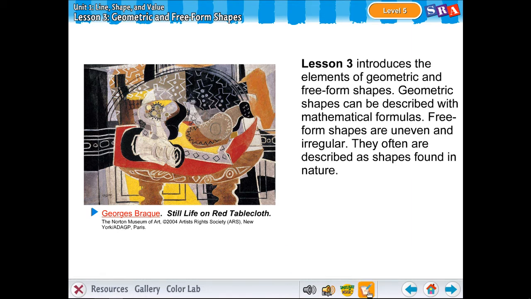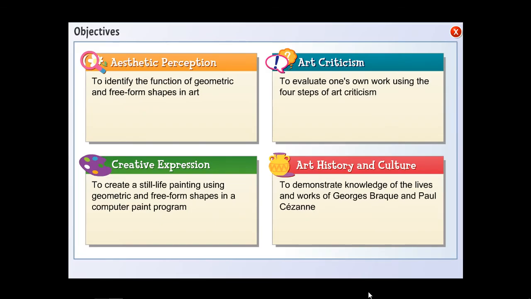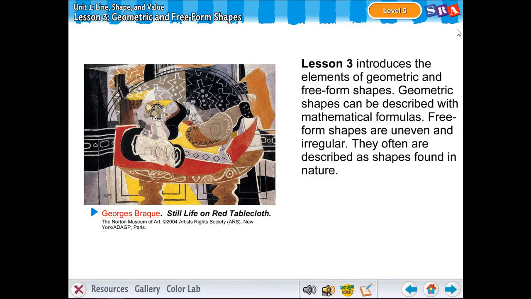Okay, let's look at our objectives today. Our objective today is you're going to learn how to identify the function of geometric and freeform shapes in art. You're going to demonstrate the knowledge of the two artists. So you're going to learn about George Braque and Paul Cézanne. And for your activity this week, you will be creating a still life drawing or painting, and you're going to be using what we've learned, geometric and freeform shapes. You could do it in a computer paint program if you want to. And at the end, you should be able to evaluate your work using the 4 steps of art criticism.